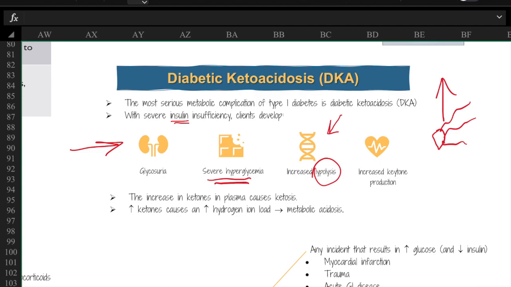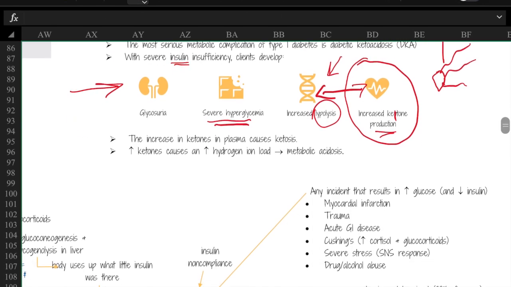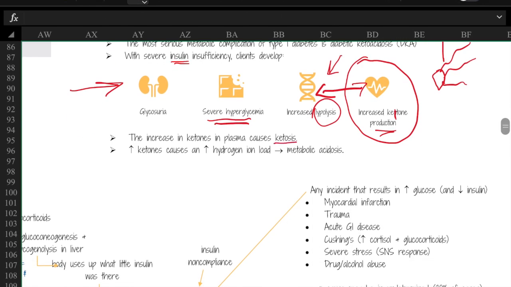And then this is the really big identifier here, this increased ketone production. And obviously these two things are related. We know that when we have an increase in lipolysis, the body releases ketones. And so you have this buildup of ketones in the body, and this buildup of ketones is what causes ketosis.